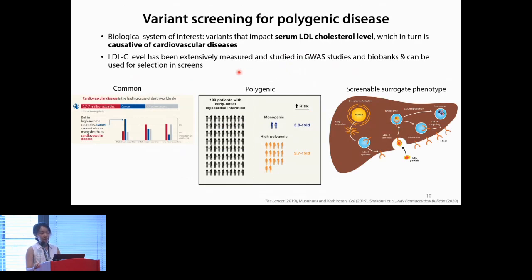So our phenotype of interest is the LDL cholesterol level. LDL cholesterol is the causative phenotype, an intermediate phenotype for cardiovascular disease, which is both common and polygenic. And one additional critical point is that LDL-C level is measurable per cell, and we can sort cells based on this phenotype. So we can use this in the large scale screen, which I will further elaborate later on. And it's also studied very extensively in observational studies and well cataloged in biobanks, just because it's very easy to measure from patients' blood.